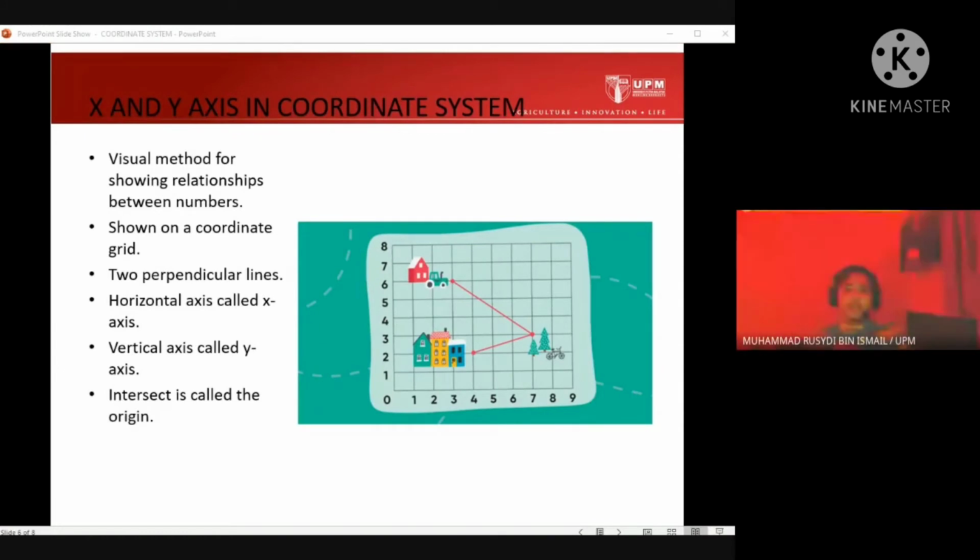Okay, for the X and Y axis in a coordinate system, it is actually a visual method for showing relationships between numbers. The relationships are shown on a coordinate grid. A coordinate grid has two perpendicular lines or axes labeled just like a number line. The horizontal axis is usually called the x-axis and the vertical is usually called the y-axis. The point where x and y intersect is called the origin.